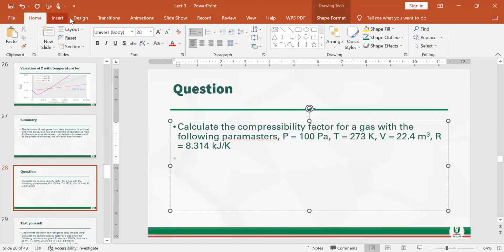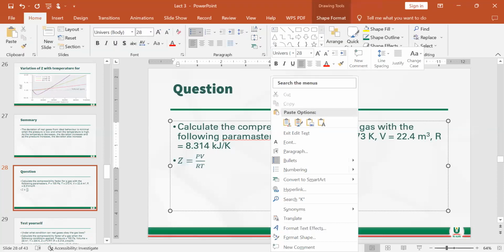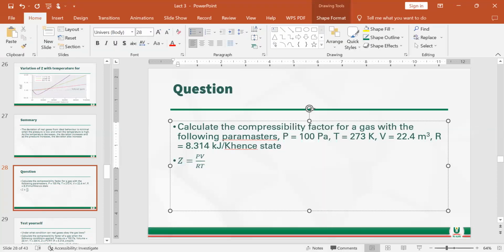Is there anyone that can calculate the compressibility factor? Yes, sir. Z is equal to what? Yes, you can try: PV all over RT. So can you calculate it? Hence, state if the gas is ideal or real gas. So what is your answer? Anyhow, let me calculate with you so that we can be sure we are doing it right.